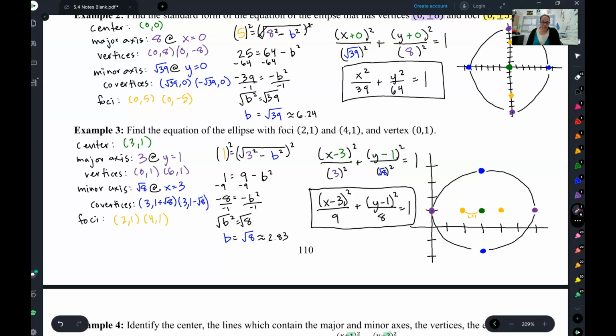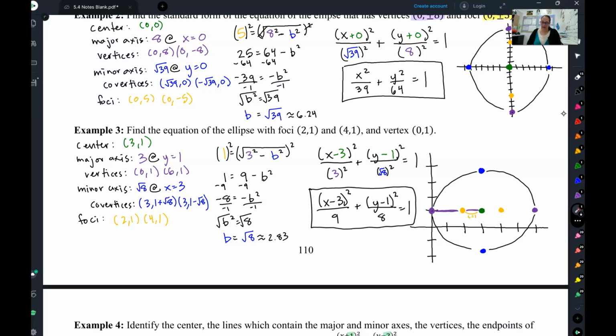Now, the first thing I found was my center, because it has to be perfectly in the middle of my foci. So if these are my 2 foci, that's got to be my center at 3, 1. Now, if that's my center, that means my major axis is 3 long at y equals 1, this line. So using that, I found my other vertex, which was at 6, 1.